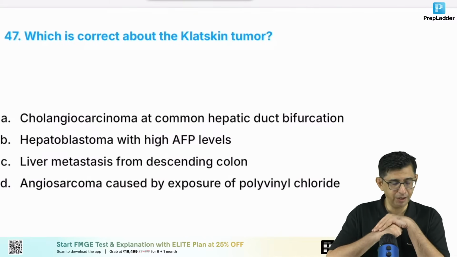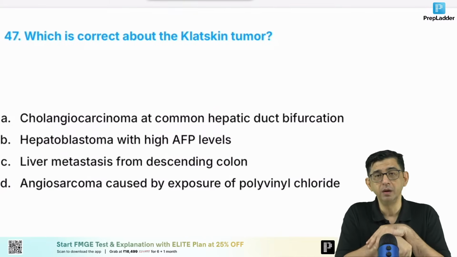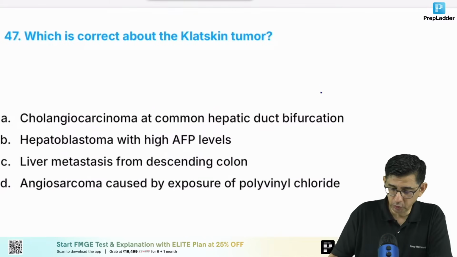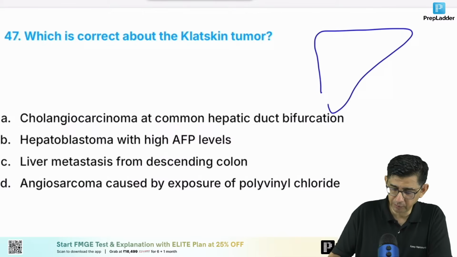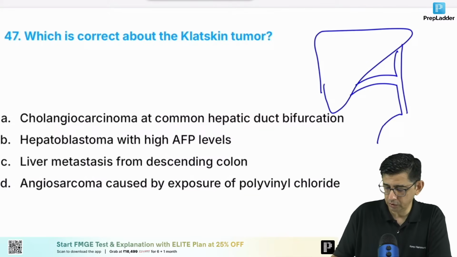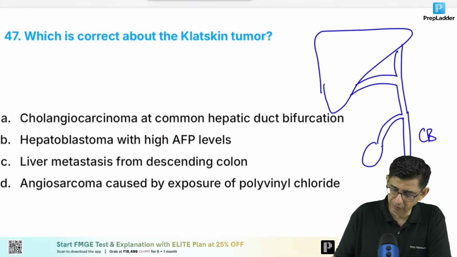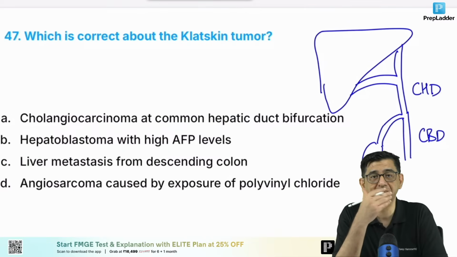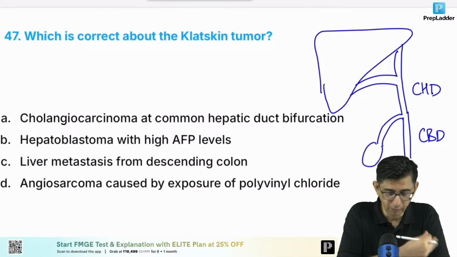What is correct about Klatskin tumor? While you guys are going to answer it, I'm going to just make a rough sketch here. This is going to be the left and the right hepatic duct joining to form the common hepatic duct. This would be joined by the cystic duct to form the common bile duct subsequently. So this is the common bile duct, this is the common hepatic, and the left and the right hepatic ducts are present here. And it asks what is specific about Klatskin tumor.